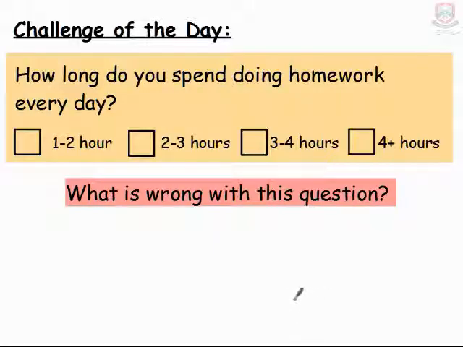Here's today's challenge of the day. How long do you spend doing homework every day? 1 to 2 hours, 2 to 3 hours, 3 to 4 hours, 4+ hours. What is wrong with this question? Now there's more than one thing, so see how many problems you can find.